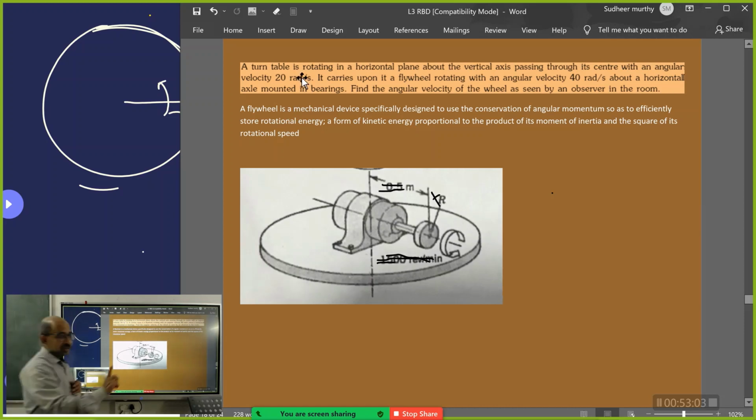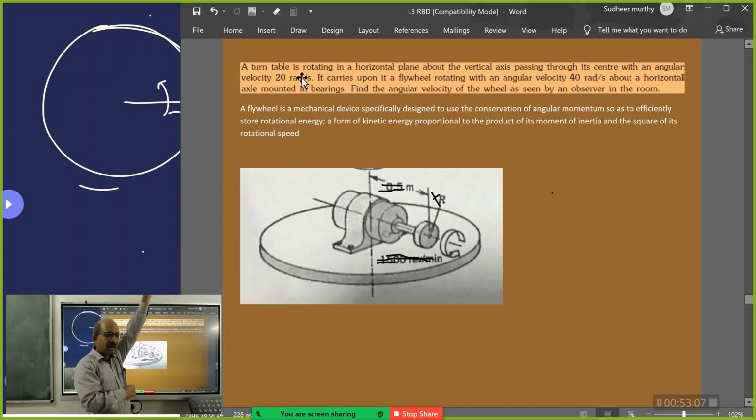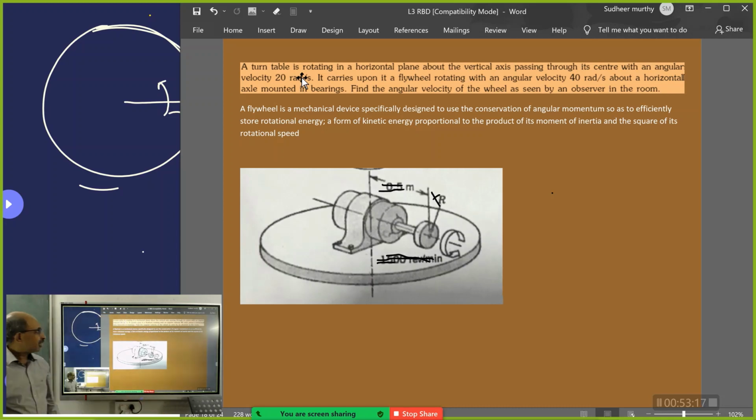That means this omega is 20. So you got one omega 20 here, the turntable omega, and this is 40. So you have two velocity vectors, right? Now, find the angular velocity of the wheel as seen by the observer in the room.